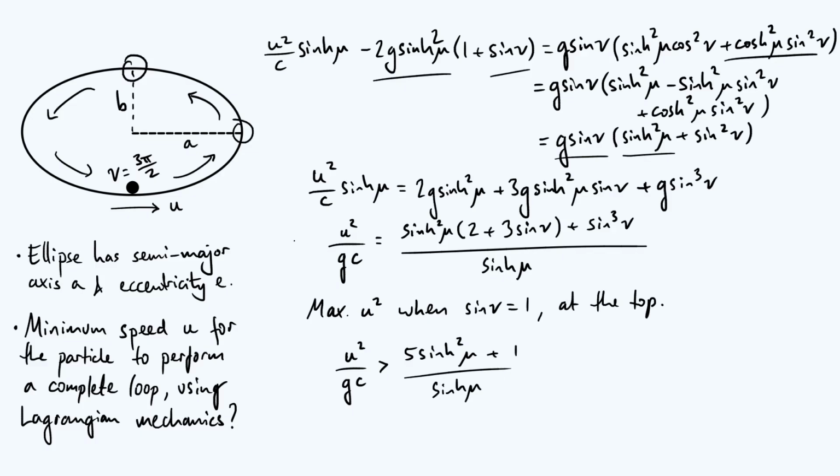Also note, by the way, that this previous equation that we had for u squared over gc is actually useful if you want to know in general for a given value of u squared at which point on the ellipse your particle will lose contact, if at all. If you were to solve this for sine of nu and therefore nu, that's what that would tell you. It's like the point on the ellipse at which the particle loses contact.